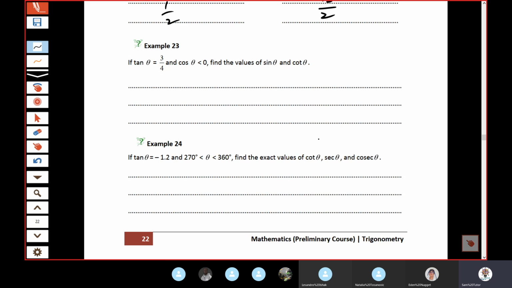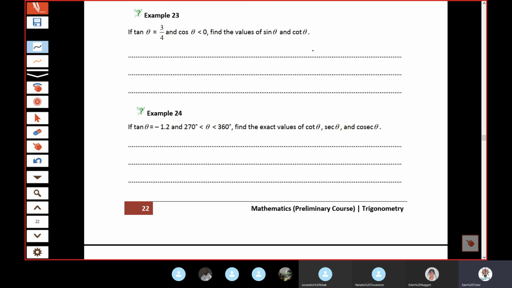Next one. Example 23. If tan theta is 3/4 and cos theta is less than 0, find the values of sine and cot. Does anyone remember what you're meant to do? Given one trig, and you've got to find another trig. Draw the triangle. Good work. That's it. So there's your theta. Opposite over adjacent. 3, 4. Obviously this is a 3, 4, 5 triangle. So that can be 5, or you can work it out using Pythag.